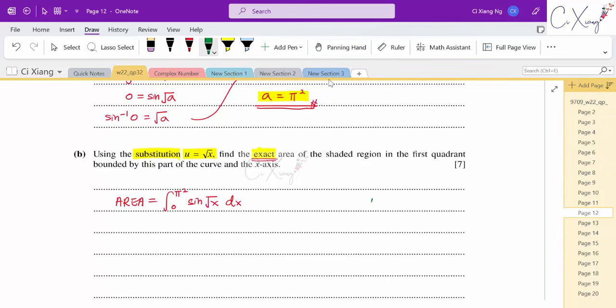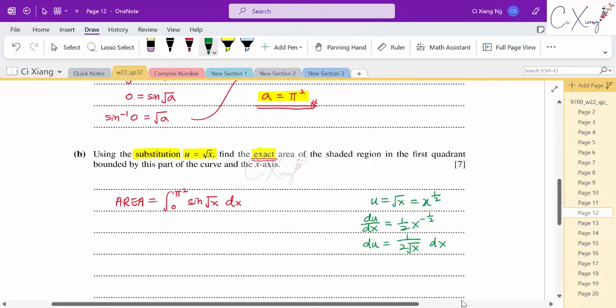We are given u equals square root x, which is actually x power half. First we need to find the differentiation of u with respect to x. So du/dx will be equal to half x power negative half, which looks like 1 over 2 square root x. And my du can be written as 1 over 2 square root x dx. This is the equation I have.